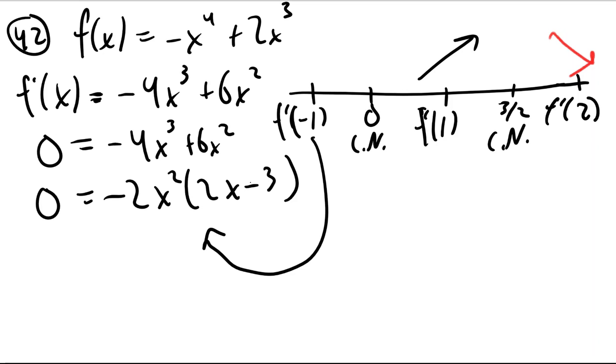Okay, plug in -1. I see it's negative times, this would be positive, because -1 squared would be positive. Plug in -1 here, it'd be negative. A negative times a positive times a negative would be positive.